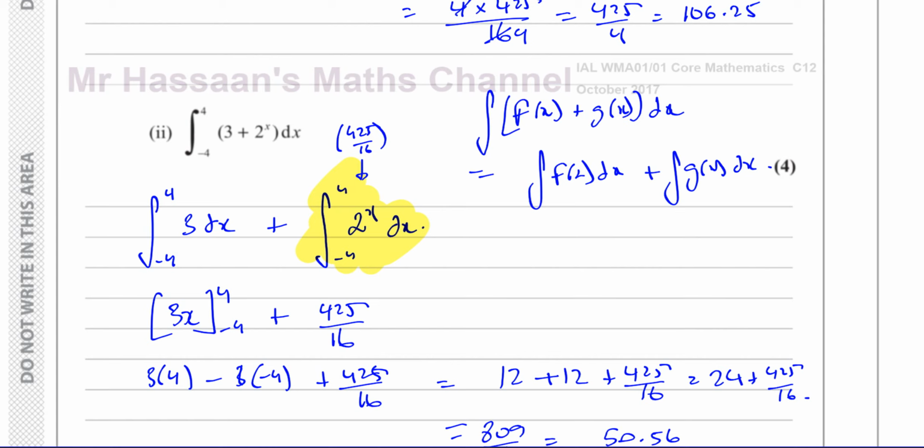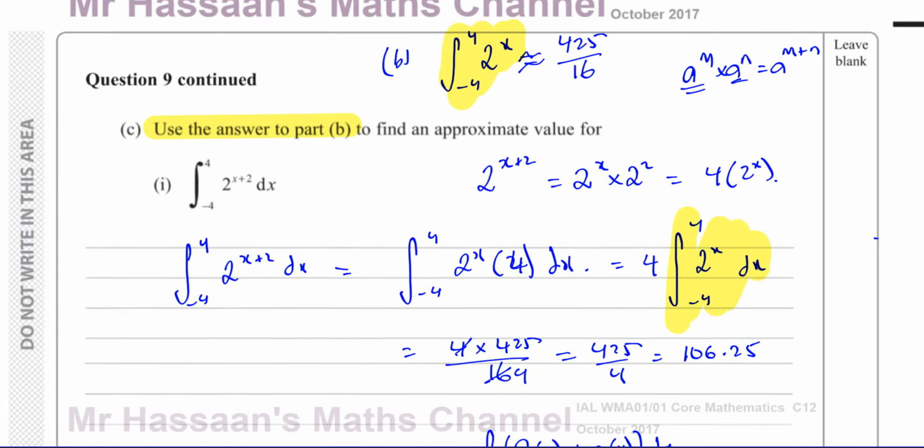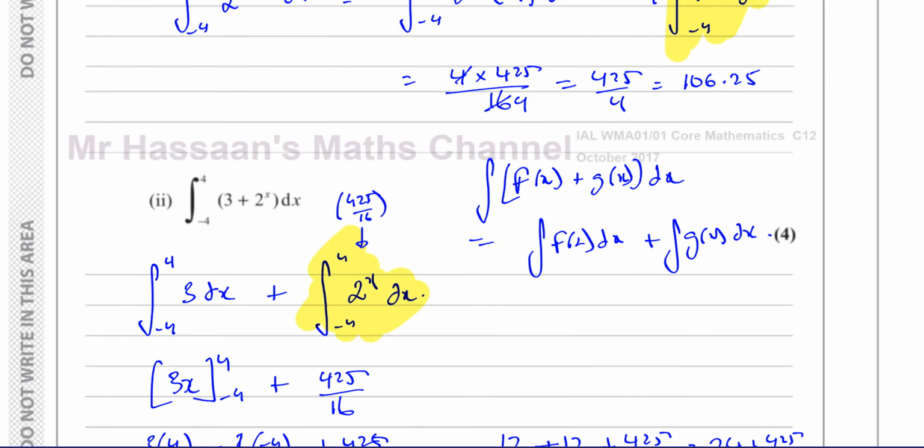Now, what I've just done here for part 2, this could have been the integral between minus 4 and 4 of f of x plus 3 with respect to x.